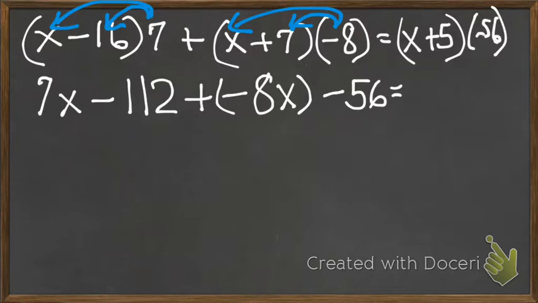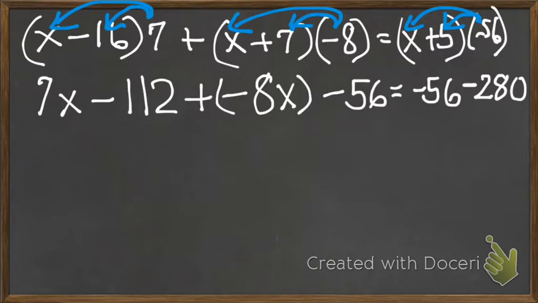And then multiply out the negative 56. X times negative 56 is negative 56x. Okay, 5 times negative 56 is negative 280. Forgot your x. Don't forget the x.